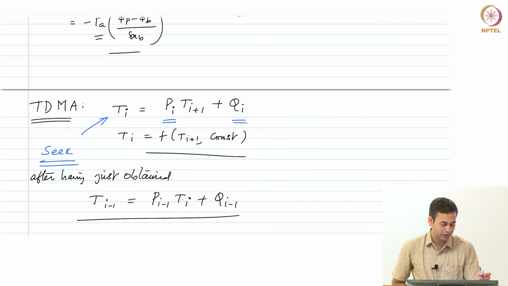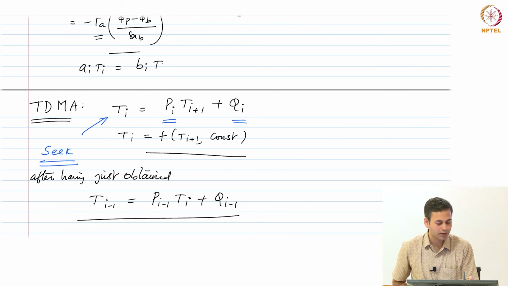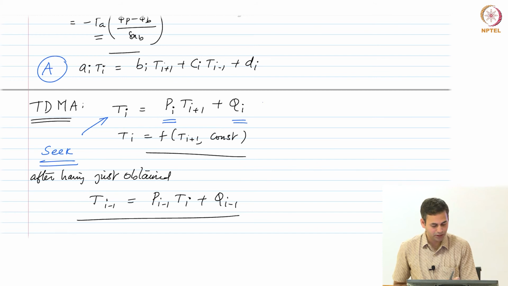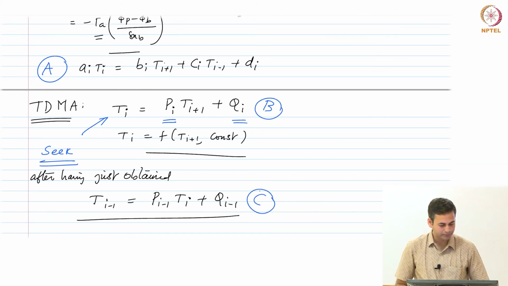So, let me write down the original equation. The original equation was: Ai Ti equals Bi Ti plus 1 plus Ci Ti minus 1 plus Di. This is the equation we have. Let us call this equation A, the next one equation B, and this one equation C. A, B, C, D, are they known? They are known from the discretization, they have these A east, A west, A north, whatever, all those things. But is there one catch here? In this case there is no catch, because we always wrote A phi times east and west. So, there is no problem here. I will come back to that question later, fine.